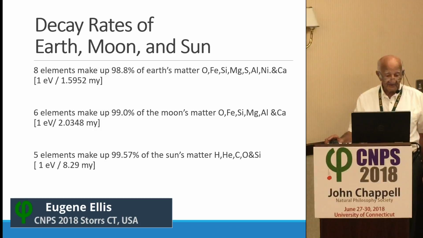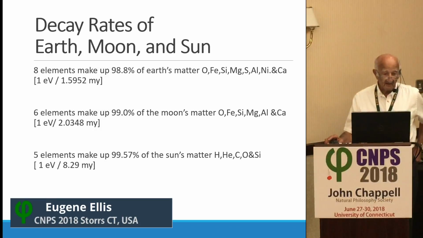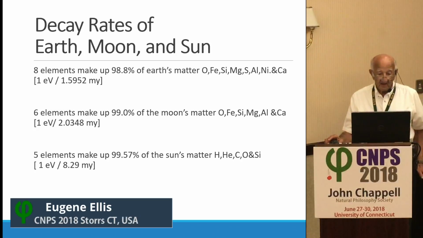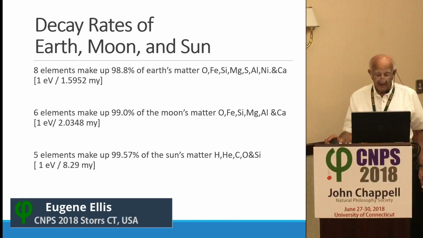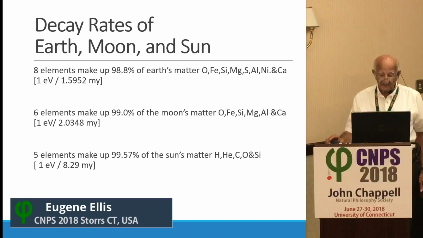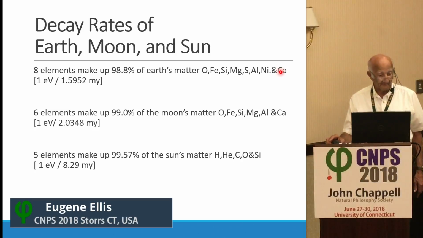There are 6 elements that make up 99% of Moon's matter. The same elements that the Earth possesses, except for sulfur and nickel. Now, of course, different percentages of all. On the Moon, 1 electron volt decays every 2.0348 million years.